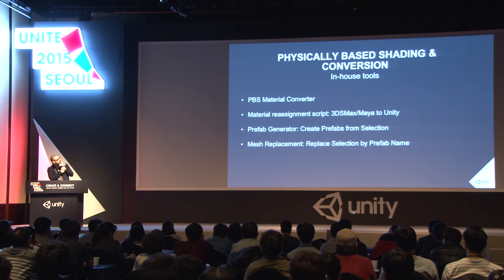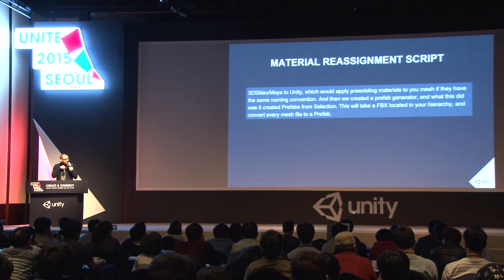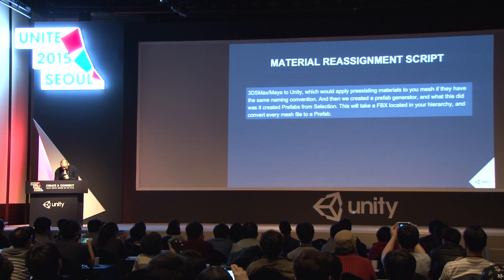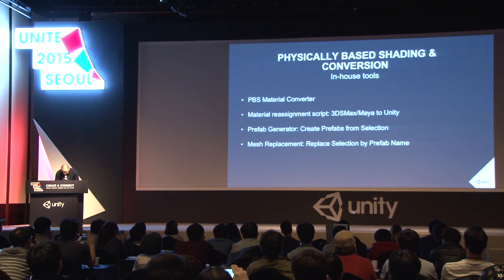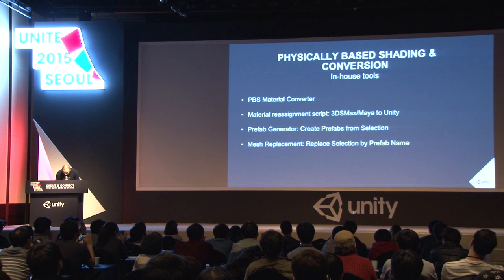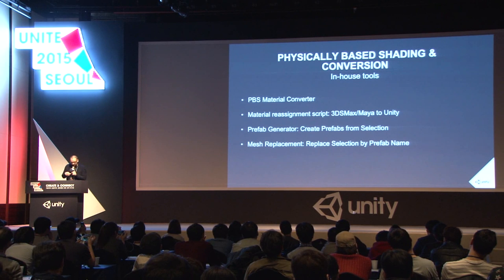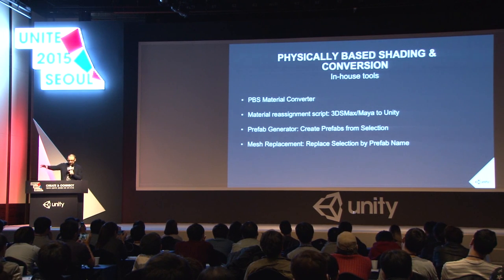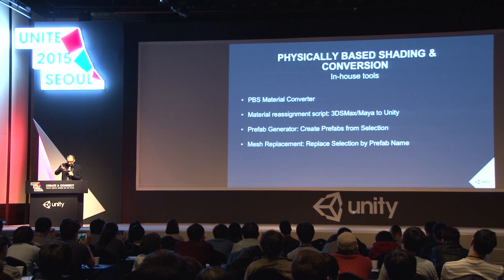So these four tools, we'll go over the physically based material converter to start. Let's first talk about the PBS material conversion tool. So with a single click, this tool would find your legacy material, your old material, and it would do the following. First, it would migrate the old shader to the new physically based, the PBS directory. It copies the old textures to a legacy folder contained in this directory.